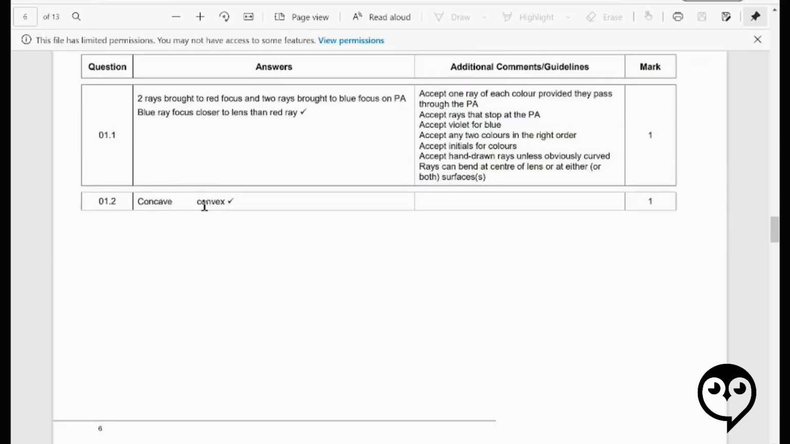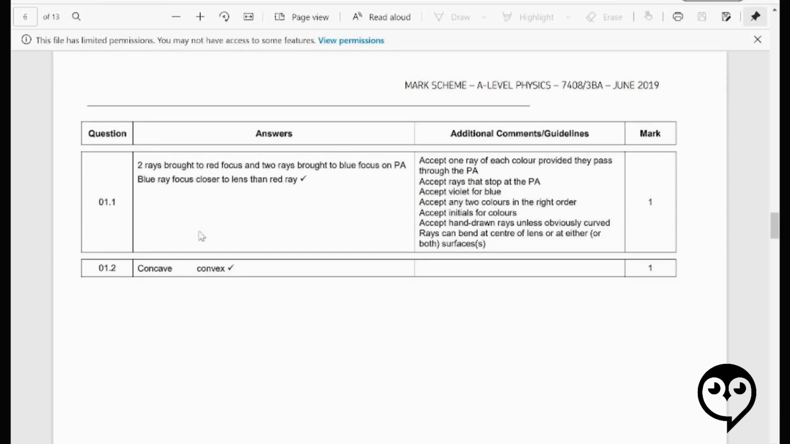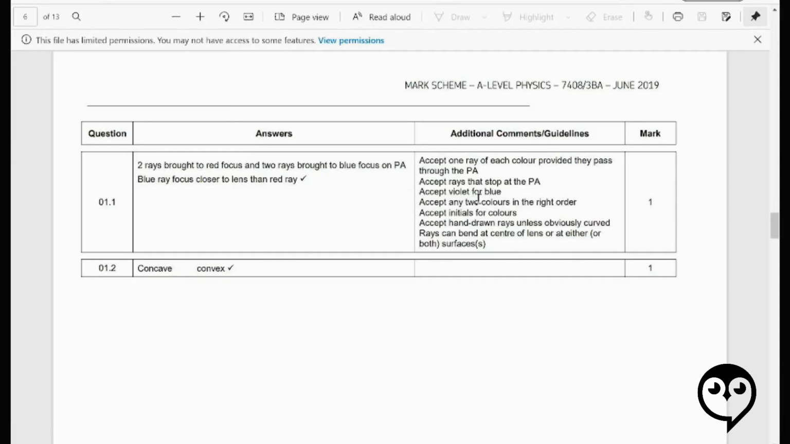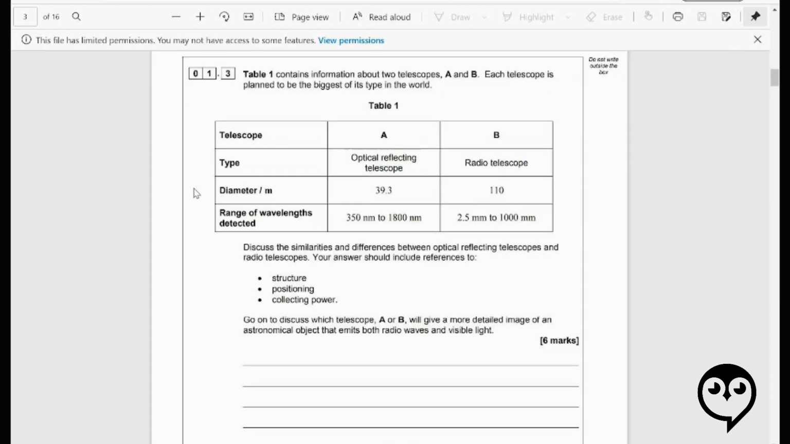Yeah, concave, convex. Okay, and by the way, so 2 rays brought to red focus and 2 rays brought to blue focus on the primary axis, and the blue ray is closer to the lens than the red ray. Okay? Coming soon to Blu-ray. And there's some other bits here on the right. You can just pause and have a look at that, okay?